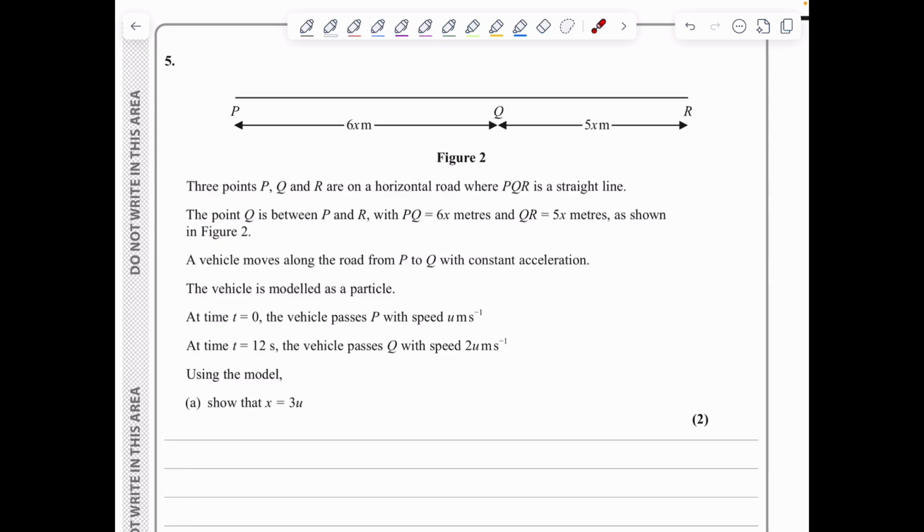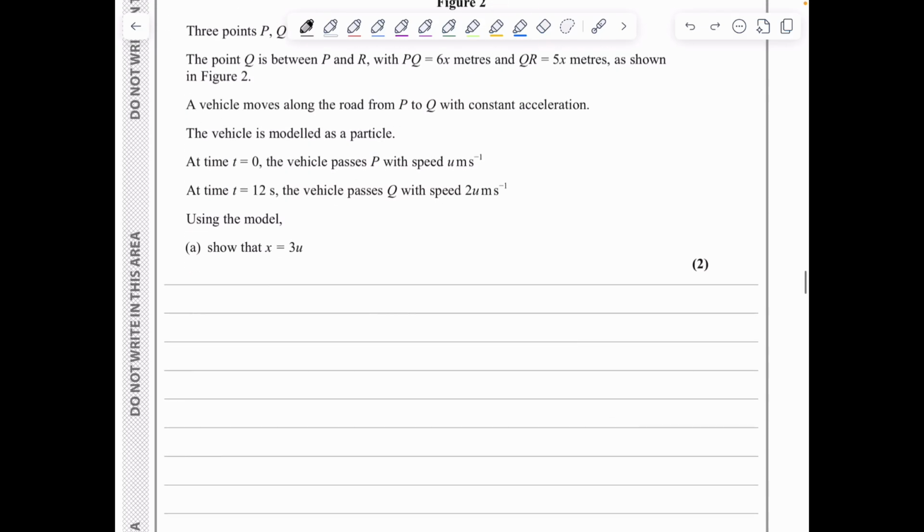The first thing to do is add the information on the given diagram. So t is 0, we are at P. t is 12, we are at Q with speeds of u and 2u respectively. Well, we know that since we are moving with a constant acceleration, we can use the SUVAT formulae, and we know that s is equal to u plus v over 2 times t.